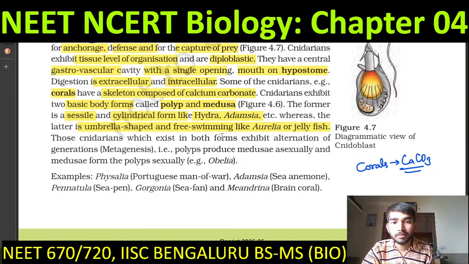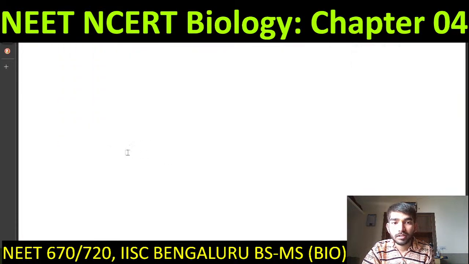Those cnidarians which exist in both forms exhibit alternation of generation. Where did it go?